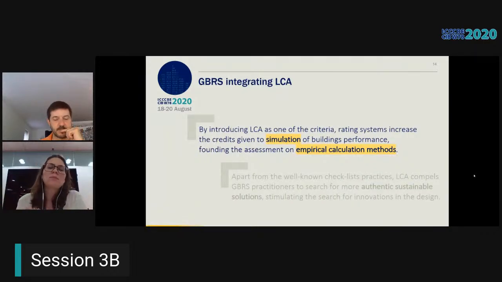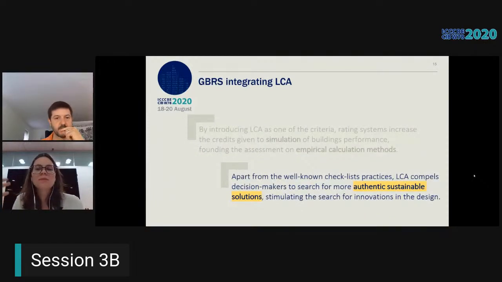So some rating systems have been applying LCA as one of their criteria. By introducing LCA, rating systems increase the credits given to simulation of buildings performance, founding the assessment on empirical calculation methods. And apart from the well-known checklist practices, LCA compels decision makers to search for more authentic, sustainable solutions, stimulating the search for innovation in the design.